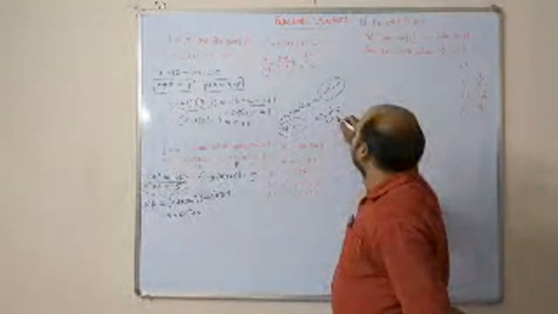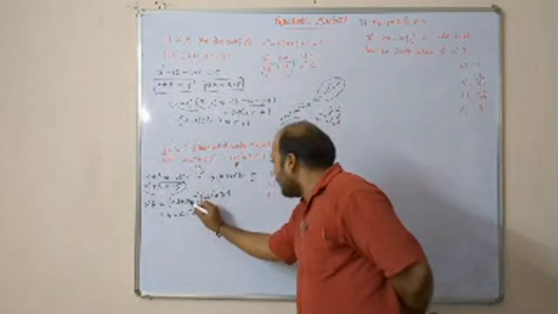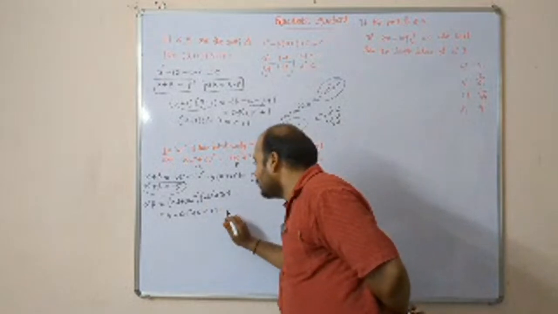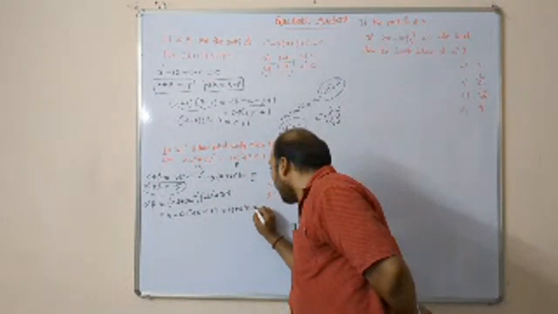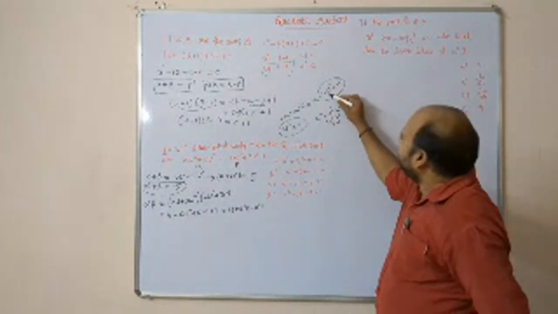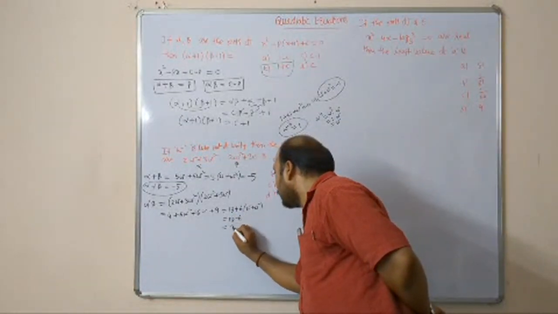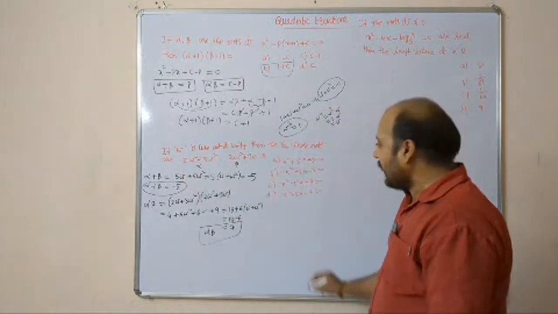Omega square into omega square, omega power 4. Omega power 4 can be written as omega cube into omega. So 1 into omega, we can write as omega only. Next, 3 omega square into 3 omega, 9 omega cube, 9. So 9 plus 4 is 13, plus 6 take out common, omega plus omega square. Omega plus omega square value is minus 1 again. So 13 minus 6, that is equal to 7. Alpha beta value is 7. Alpha plus beta value is minus 5.